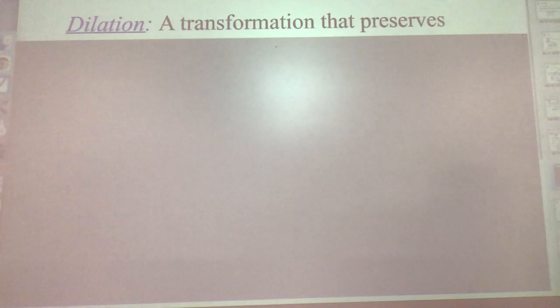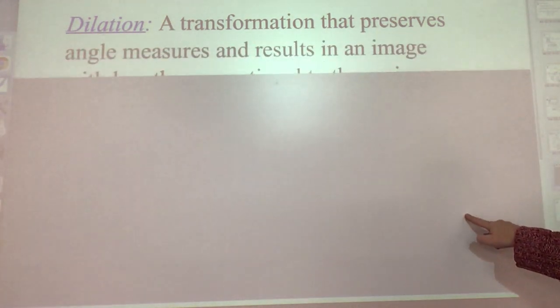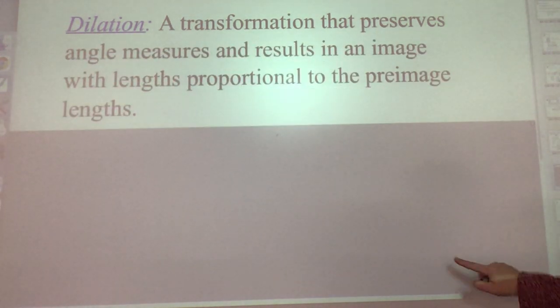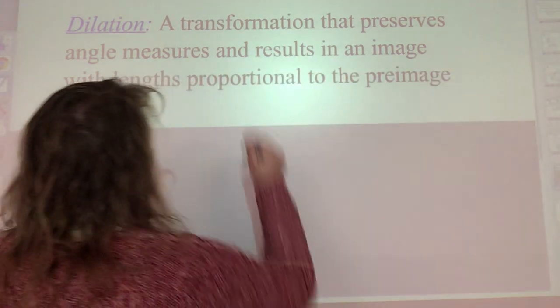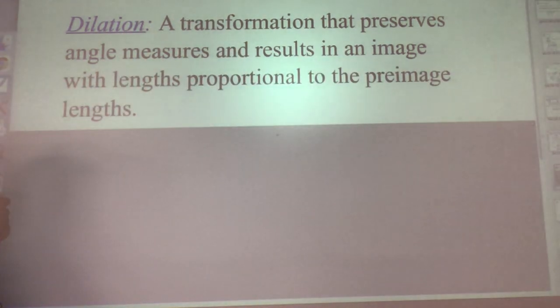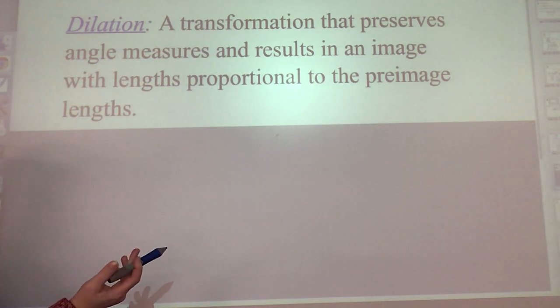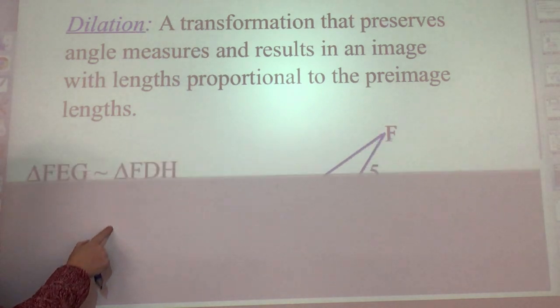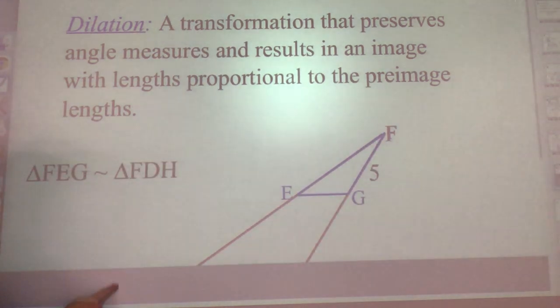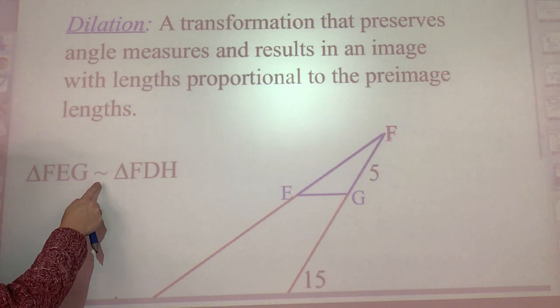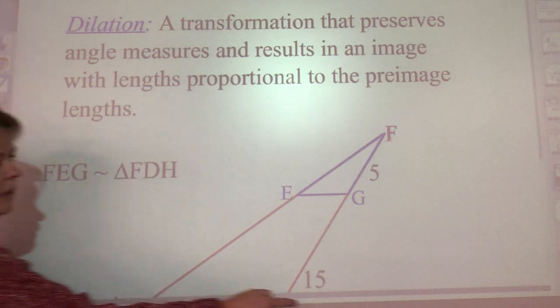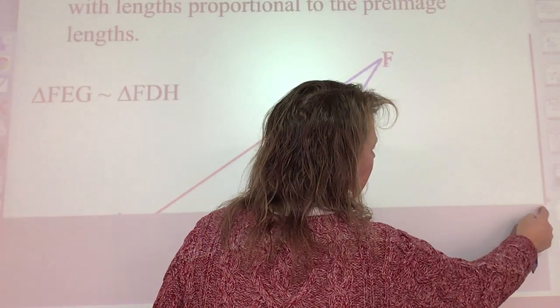All right, last couple vocabulary words. A dilation is a transformation, so we're changing something, transforming it, that preserves the angle measures. Angles don't change. And results in an image with lengths proportional to the pre-image lengths. So a dilation is all this same stuff that we've been doing. The lengths are proportional, the angles are the same. Here would be triangle FEG, similar to triangle FDH. And if I scroll down, I can show you that.